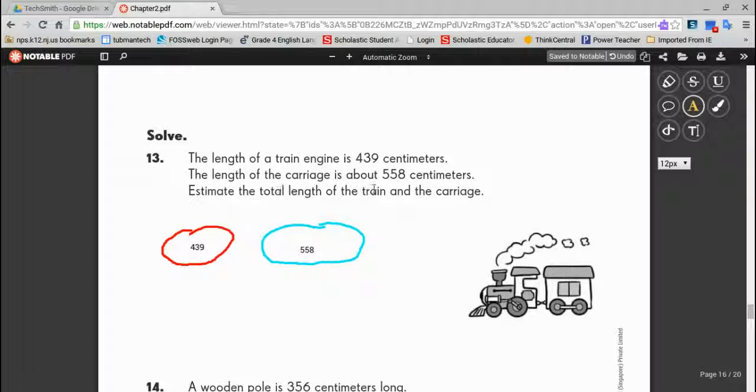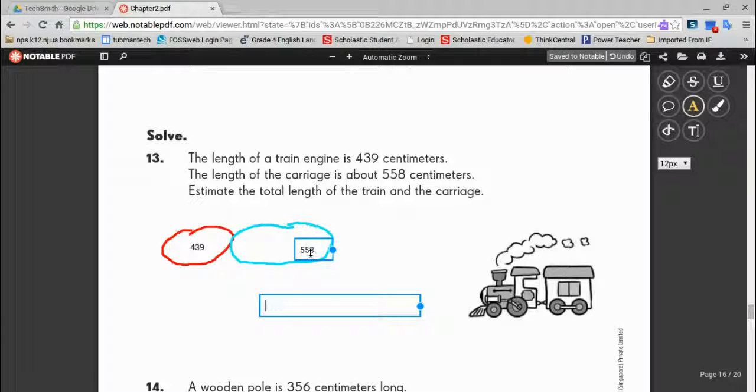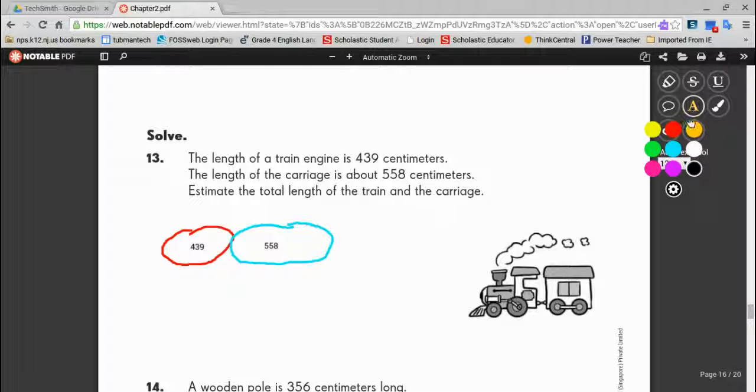Estimate the total length of the train and the carriage. So when I want the total length of the train and the carriage, I want to put these two things together. When I put two numbers together, I am adding those two numbers. So I'm going to estimate the total length of the train. I don't need the exact answer, I just want to estimate. So I'm going to use rounding to help me estimate these numbers.